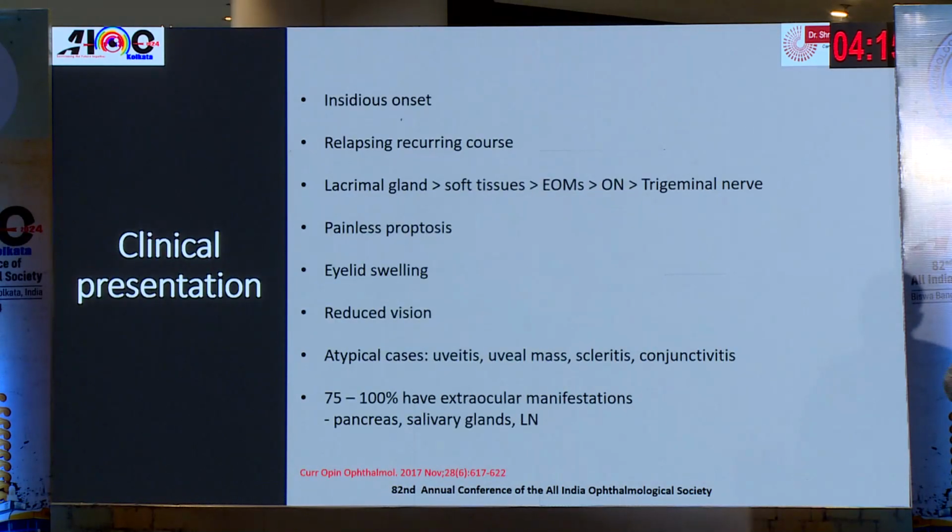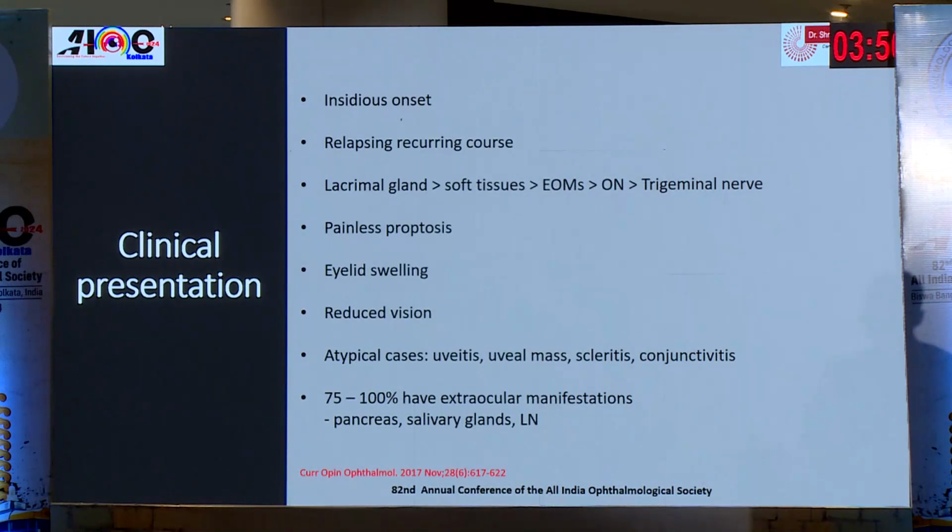So clinically, the patient usually present to us with an insidious onset of mass lesions with a relapsing and recurring course. And in the eye, mostly lacrimal gland, as I mentioned before, is affected, followed by the various soft tissues in and around the eye, the extraocular muscles, optic nerve, and even there can be nerve infiltration of the trigeminal nerve, of the infraorbital and the supraorbital nerves.